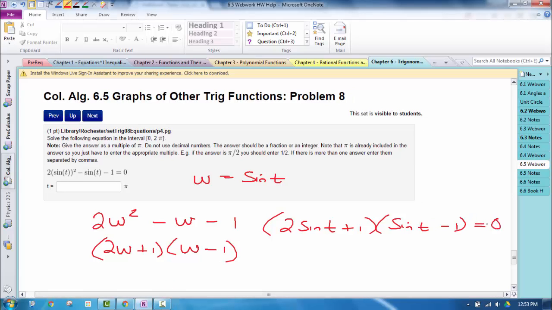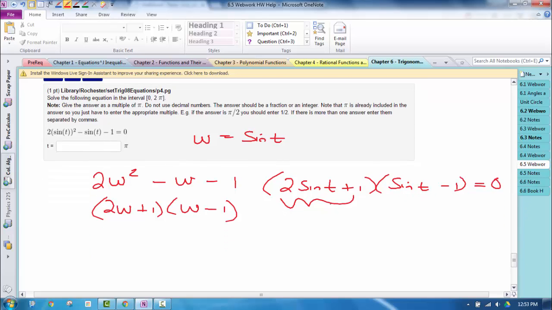So I'm solving this equation. What I want to do is solve this equation and the other one. To solve the first one, I set it equal to 0, and I subtract 1 from both sides. So I get 2 sine of t equals negative 1. Divide both sides by 2. So what I'm looking for is where the sine of t equals negative 1/2.